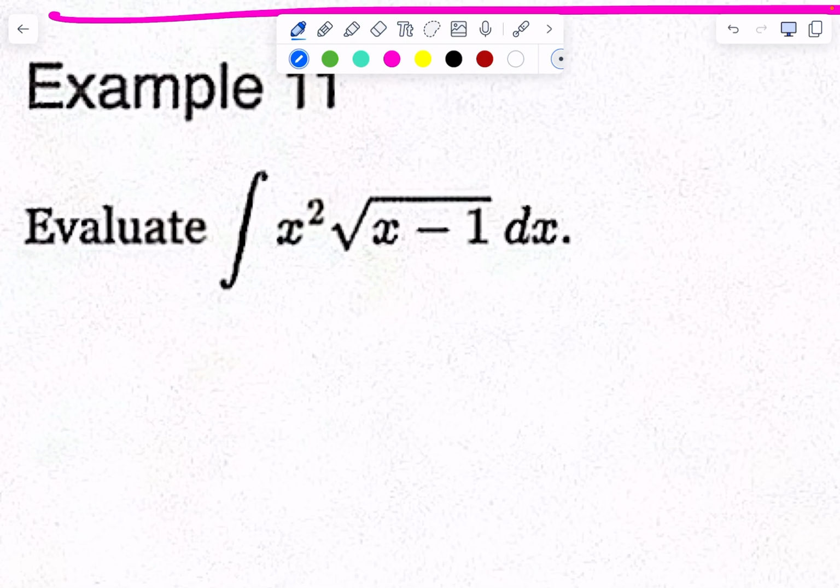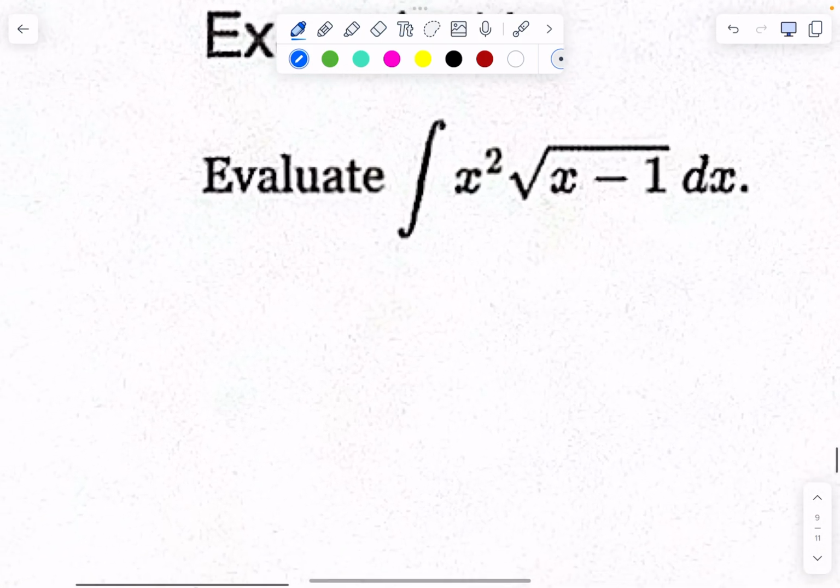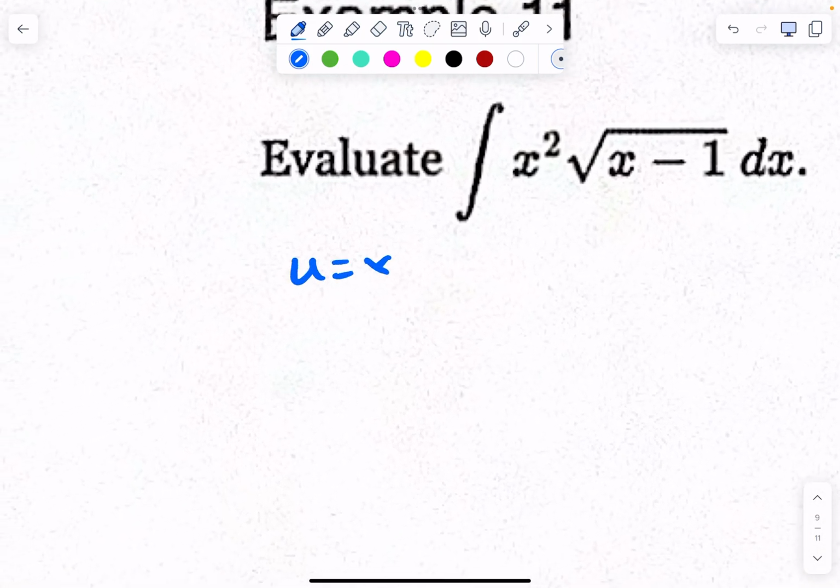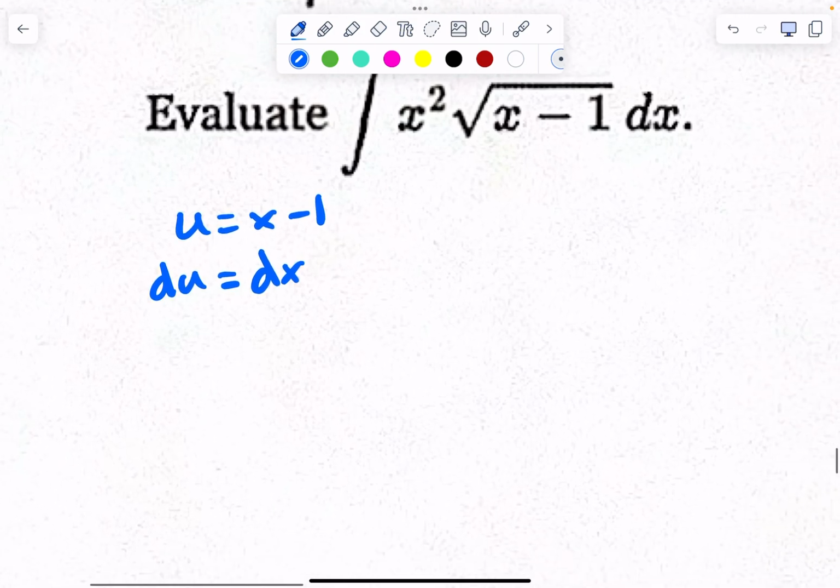Now it's going to get a little bit harder. x minus 1. u is x minus 1. You're right. u equals x minus 1. Okay, got it. du equals 1 dx, right?